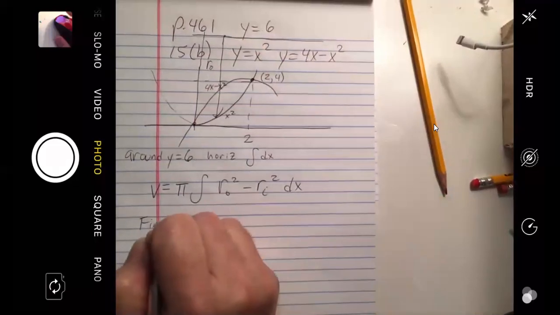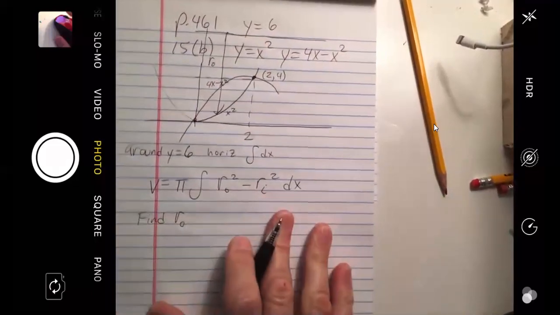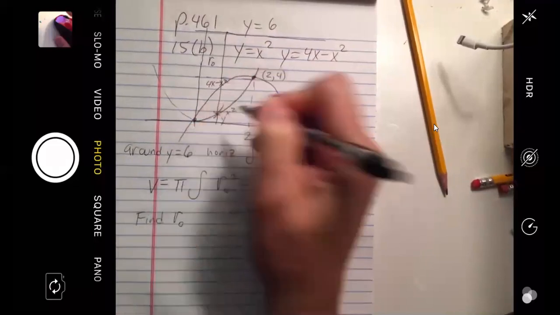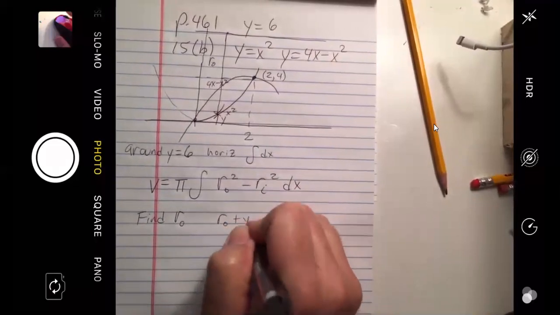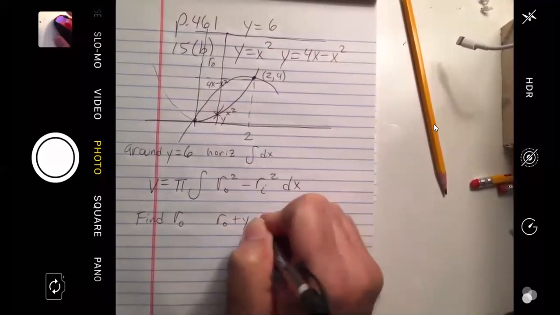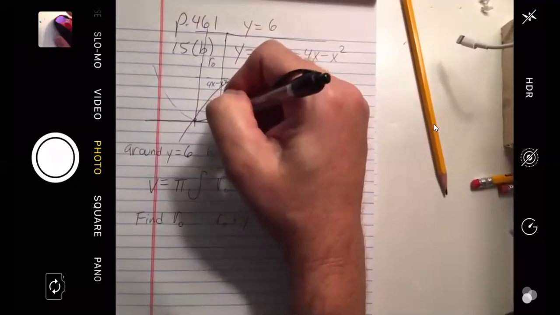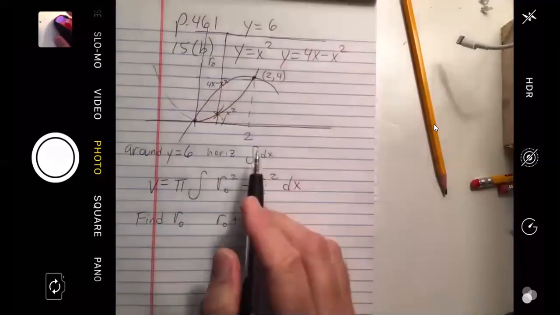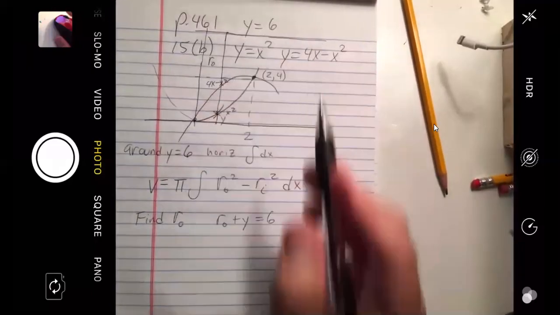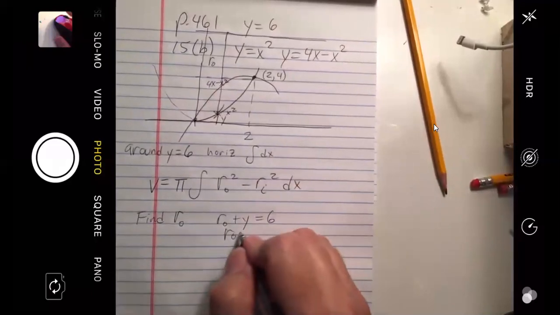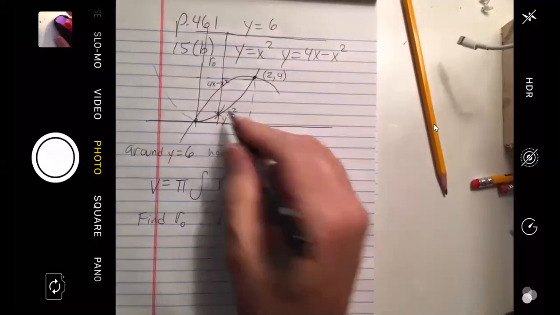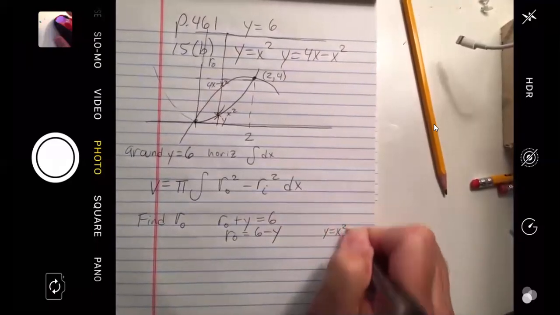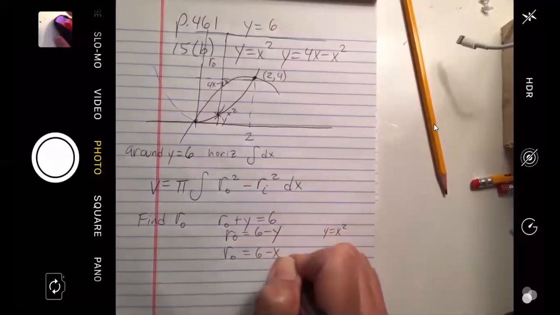All right, so find r outer. Remember, forward up, it's called y. So r outer add y would equal 6. R outer is just to here. The rest of it's called y. Total 6. The r outer is 6 minus y. And in this case, to that curve, y is x squared. So that r outer is 6 minus x squared.